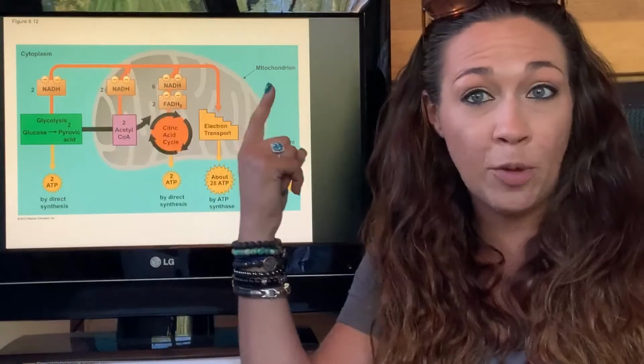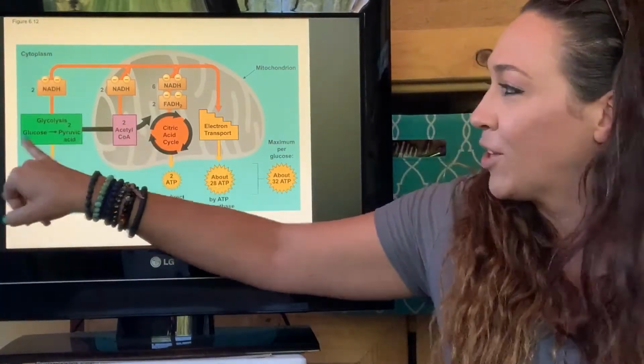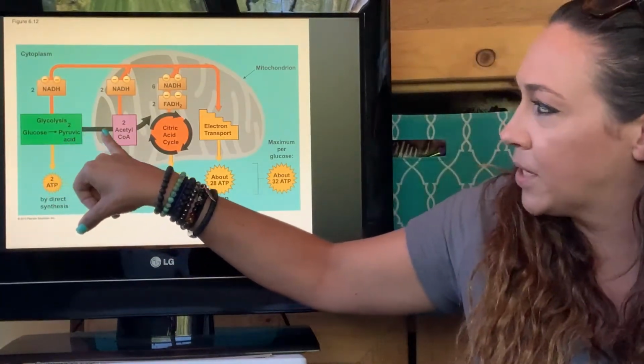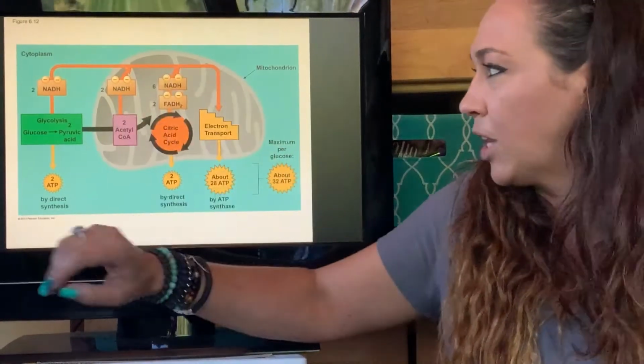Before, we were in the cytoplasm. Now we're actually going into the mitochondria. So this arrow represents that we're in this mitochondria right here. Okay, so that's what that shows right here.